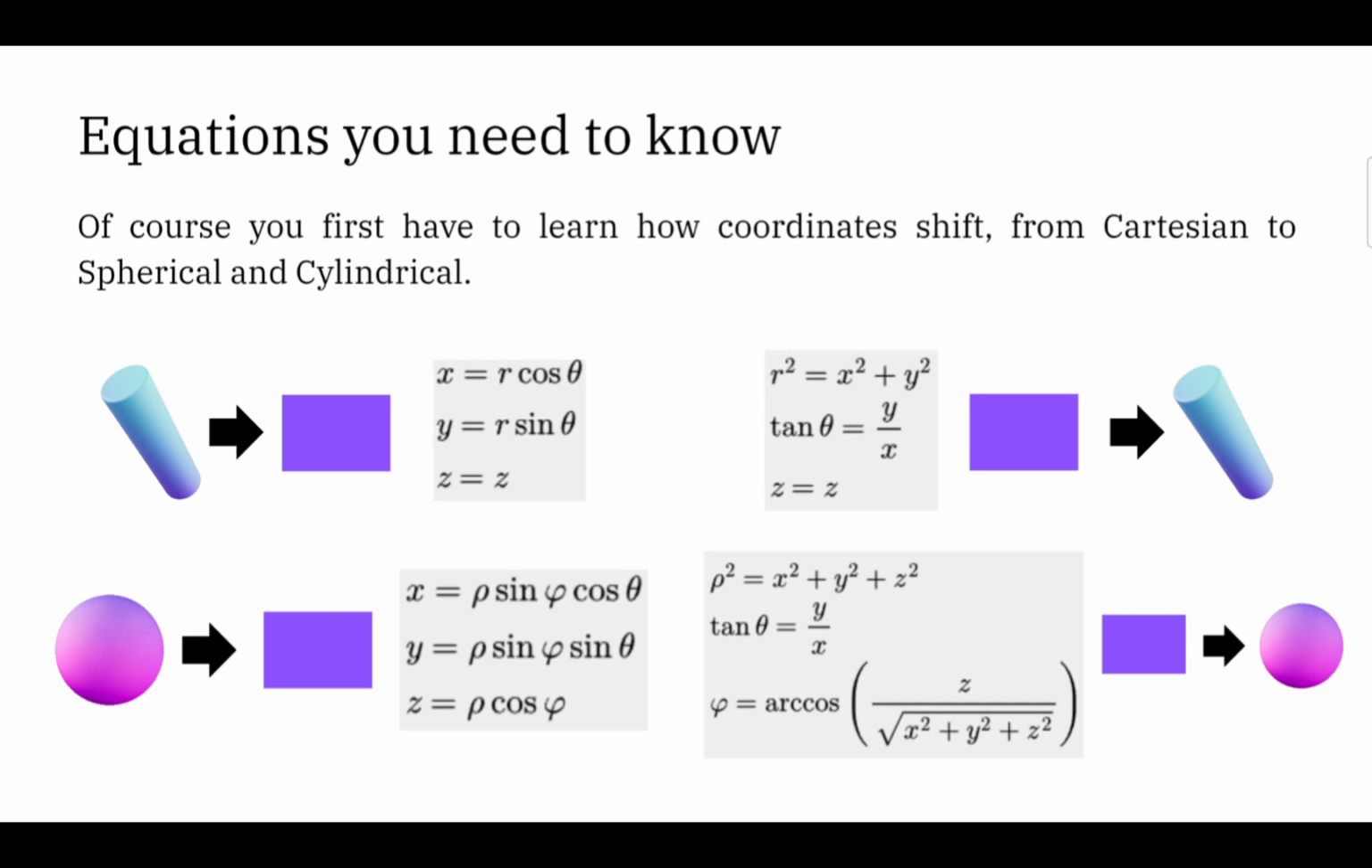So in the first row, as you can see, this is how we could express cylindrical coordinates in terms of Cartesian or rectangular coordinates. And on the right-hand side is how we could express our rectangular coordinates in terms of cylindrical. On the bottom row, we have spherical coordinates in terms of rectangular coordinates on the left-hand side, and rectangular coordinates in terms of spherical coordinates on the right-hand side.